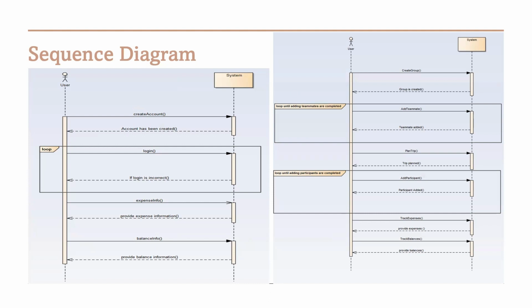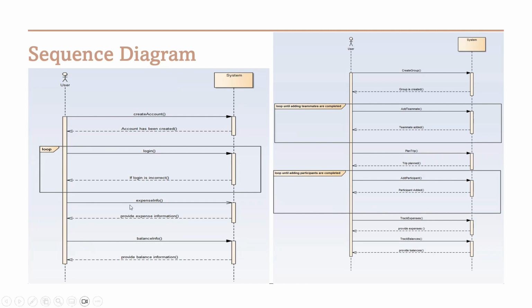As we can see in the first sequence diagram here, the user interacts with the system, where they create an account, and the system notifies them that an account has been created. After that, they can log in, and if the login is incorrect, the system will keep on looping and providing the user with the chance to input a valid login.